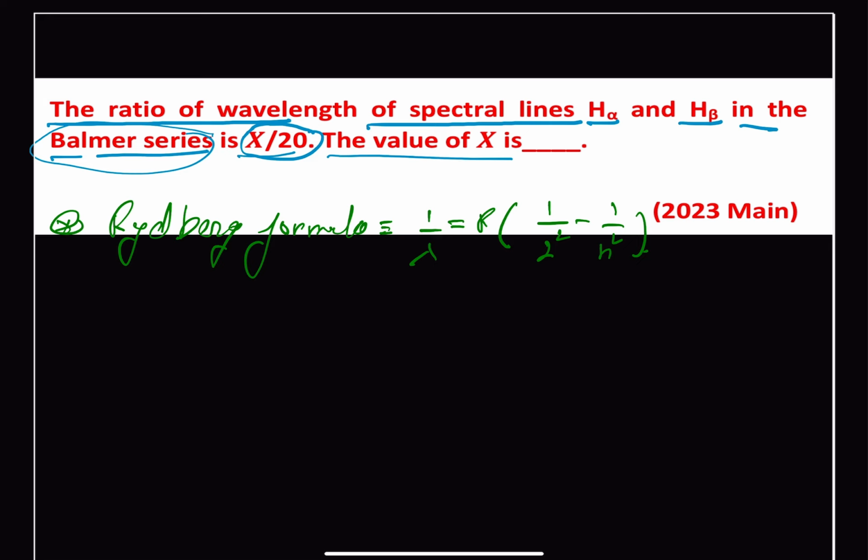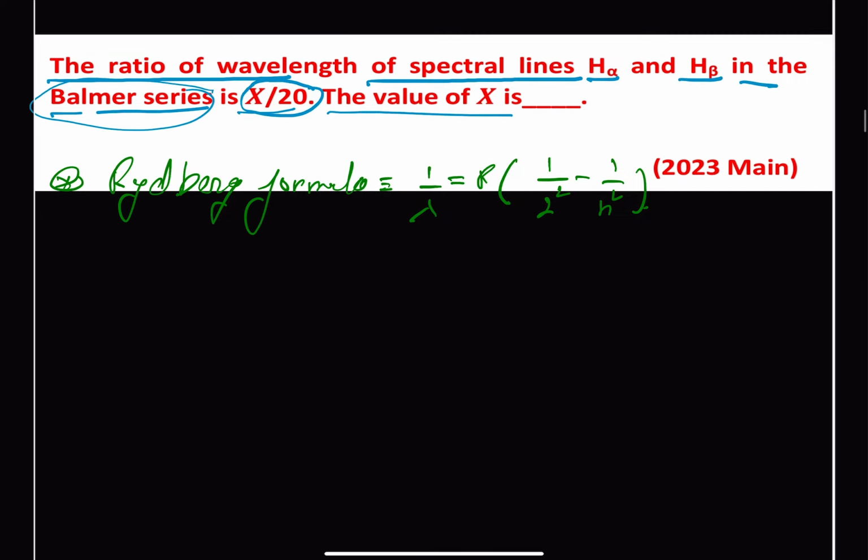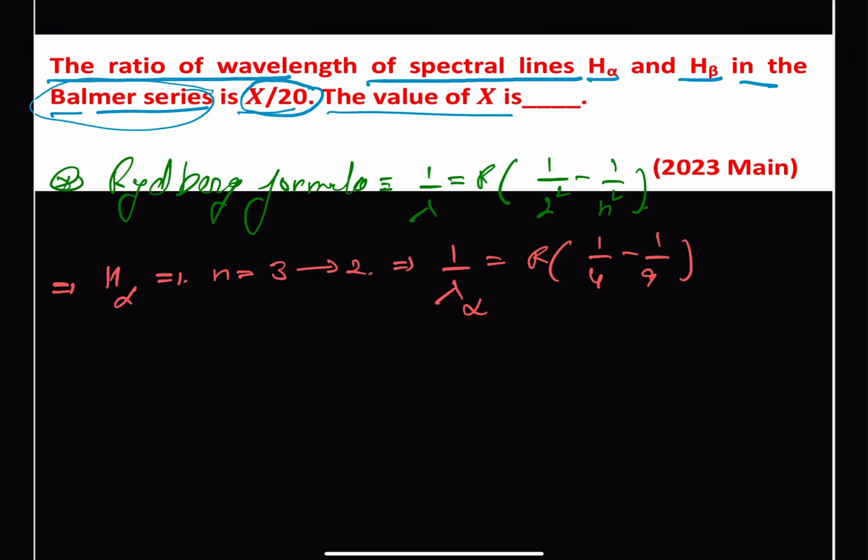For our H alpha and H beta, we can write it for H alpha. The value of n is going to start with 3 and it is going to end at 2. Therefore, we can modify the Rydberg formula: 1 upon lambda alpha is equal to R, and this becomes 1 by 4 minus 1 upon 9. This gives us R 5 upon 36.